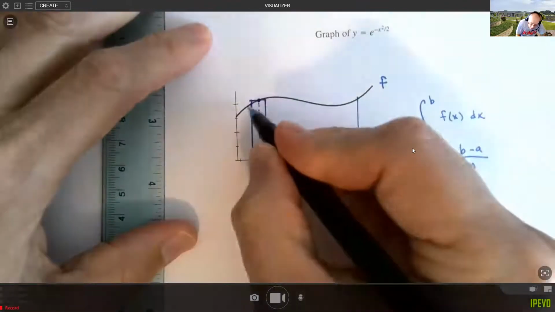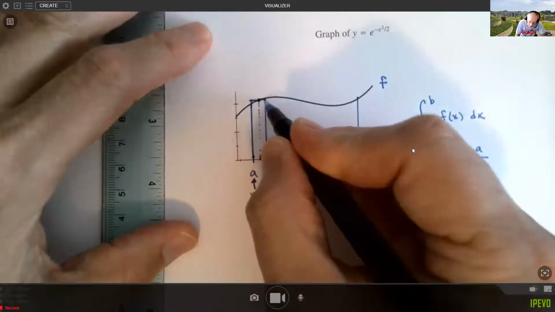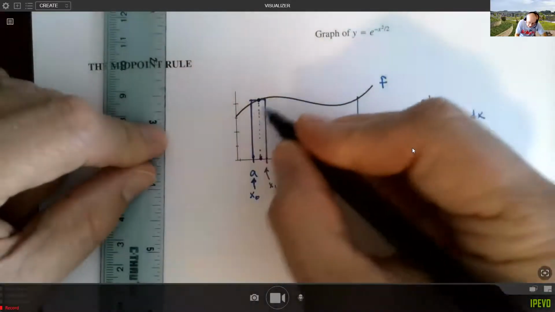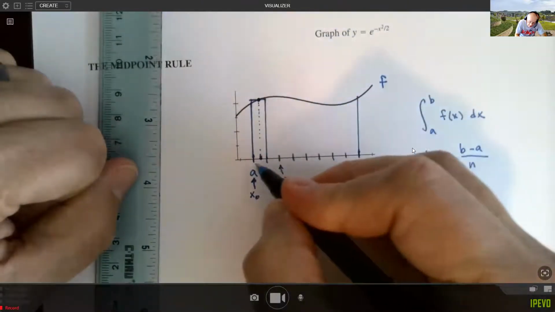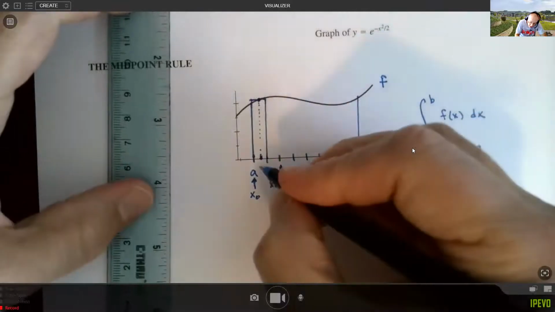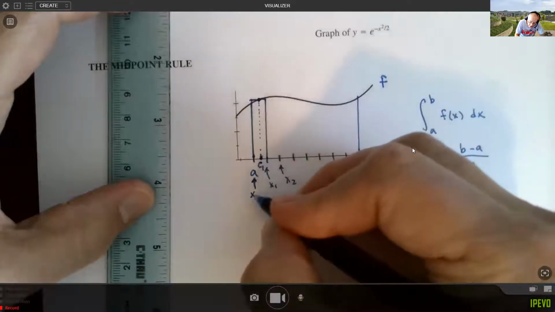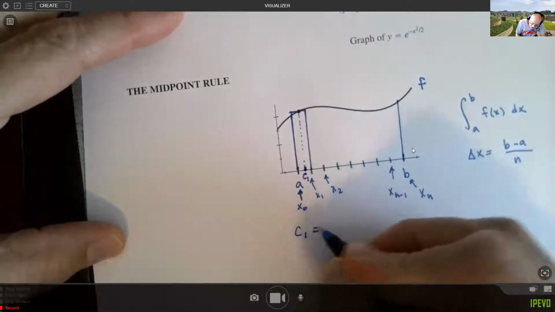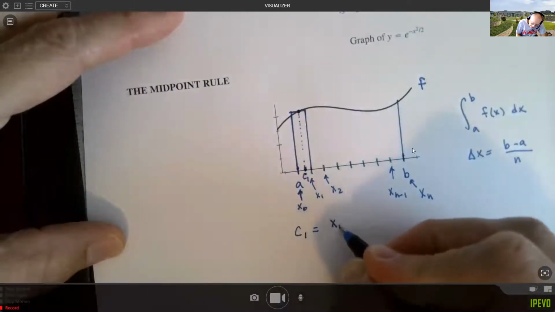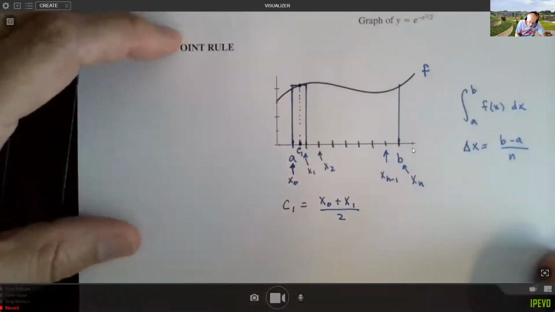And if we zoomed in real close, you can see that rectangle is a little bit above the curve there, a little bit below the curve, but overall the area of this rectangle should approximate the area under the curve on this strip from x sub 0 to x sub 1. We're going to use c sub 1 for that midpoint. It's halfway between. If I take x sub 0 plus x sub 1 and divide by 2, take the average, that's going to give me the midpoint.